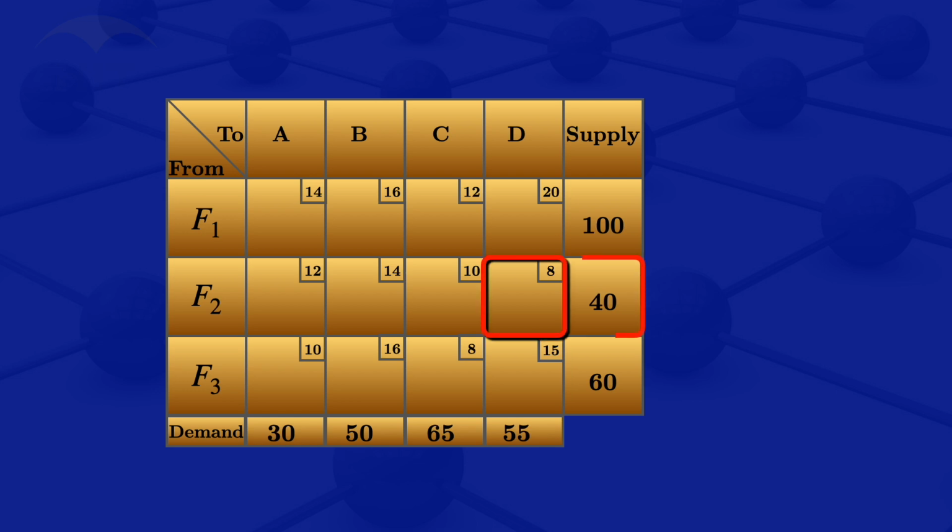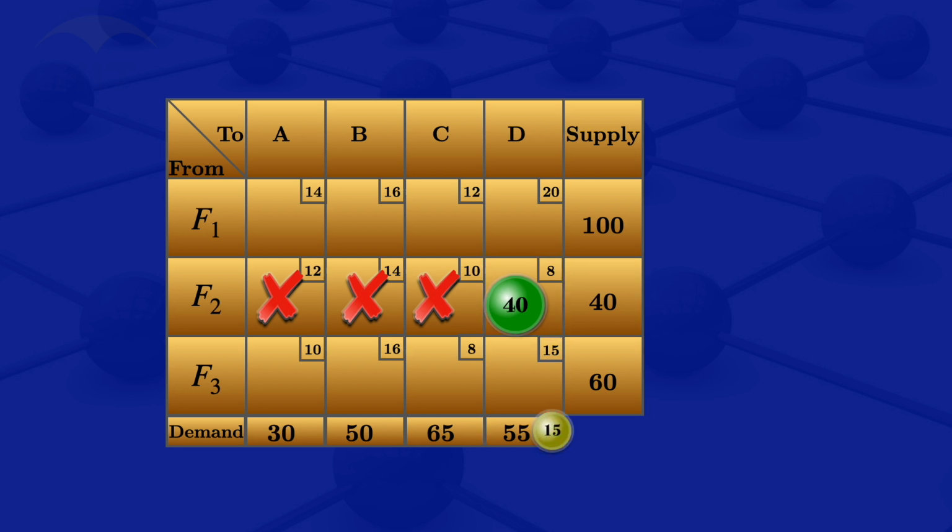Compare the supply and the demand and take the minimum of the two values. The minimum between 40 and 55 is 40, so we allocate 40 units to this cell. Since we have met the supply for row F2, we have to cancel out these cells to indicate we can no longer allocate, and then adjust the demand by subtracting these 40 units from the 55 that we have to remain with 15 units.